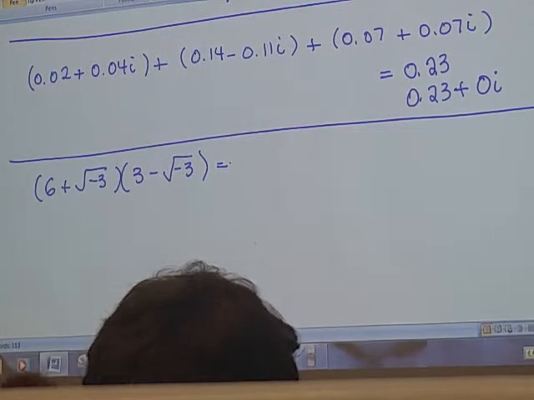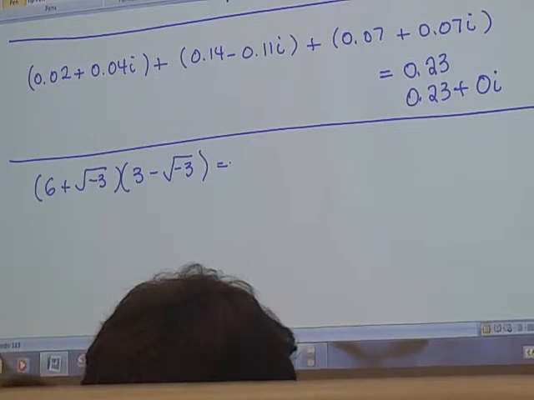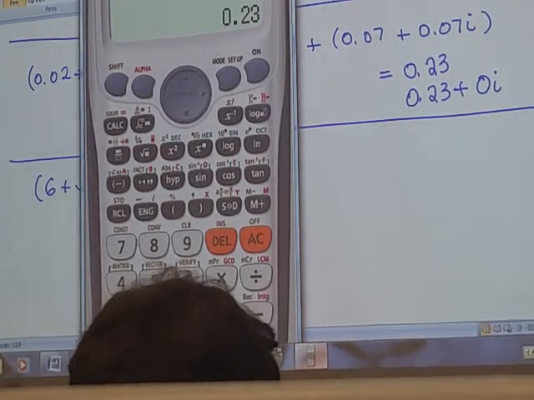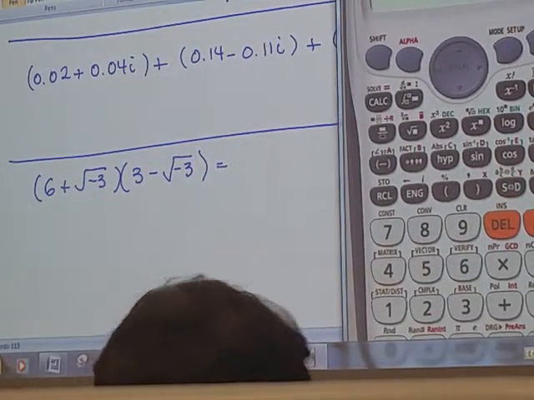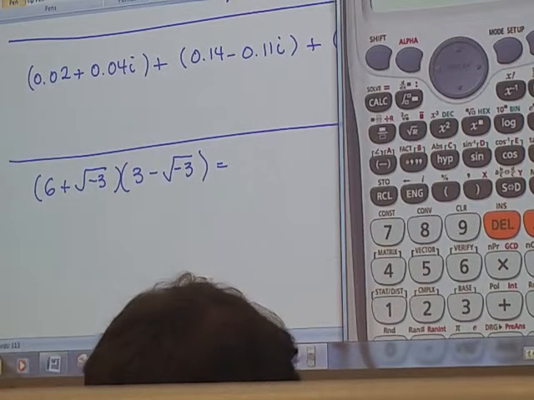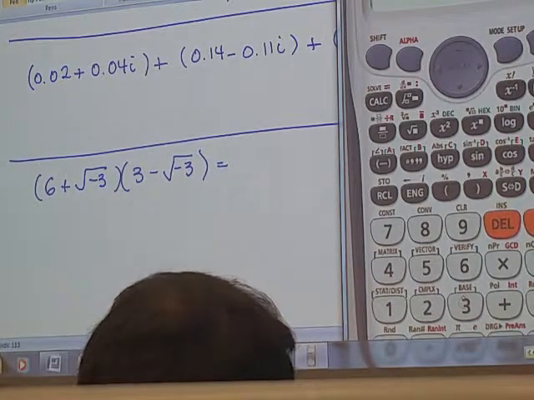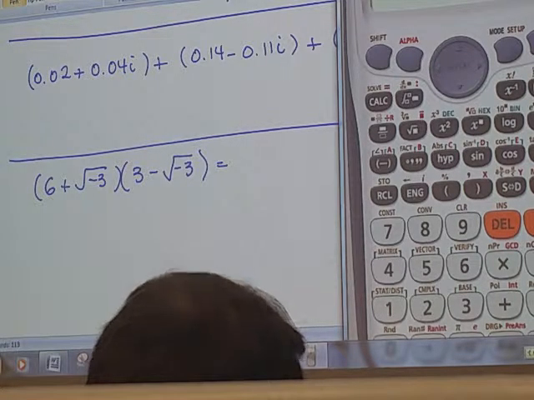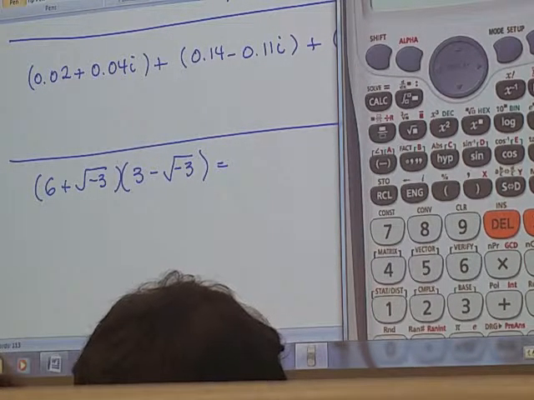Okay. Into your Casio. Your Casio will handle the square roots, will handle the negatives, everything. So, parentheses, 6 minus square root of negative 3. Okay, I have a new theory. Because I want to correct.